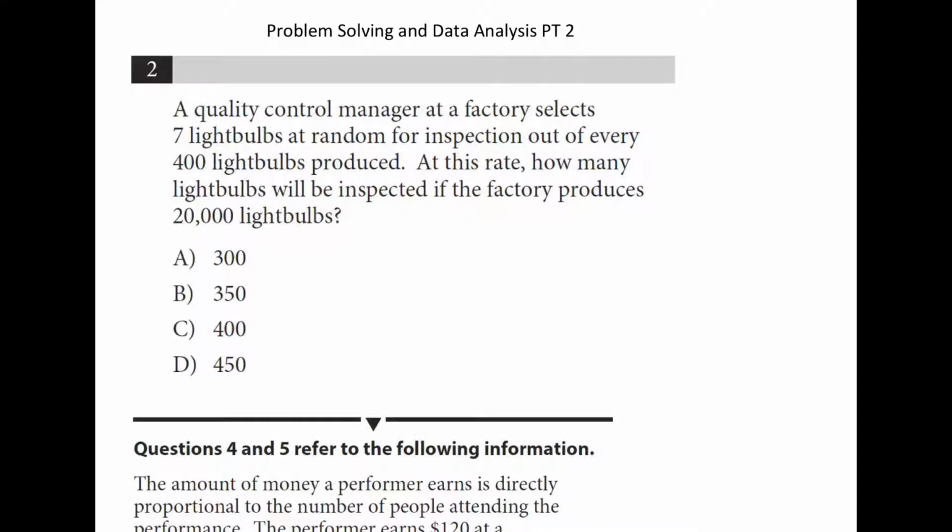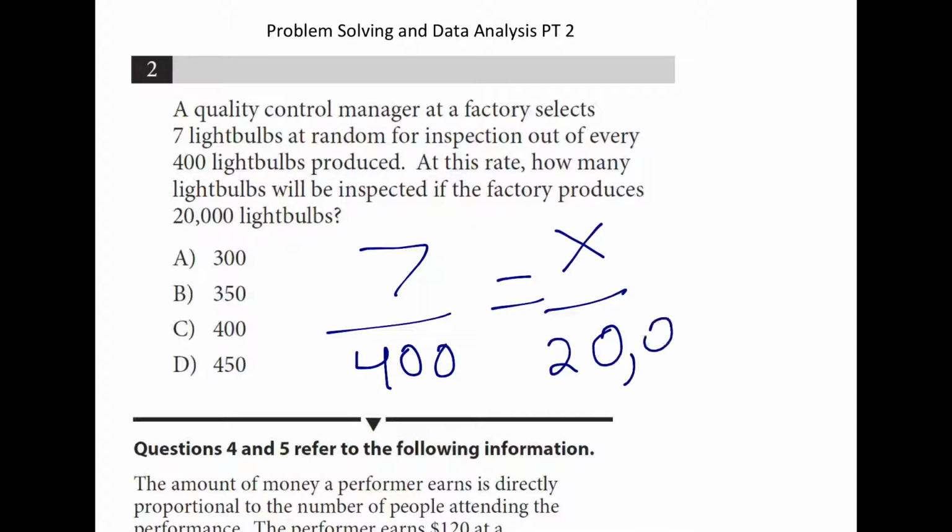Today we're going to look at problem solving and data analysis questions from practice test 2 of the math test, calculator. Number 2. A quality control manager at a factory selects 7 light bulbs at random for inspection out of every 400 light bulbs produced. At this rate, how many light bulbs will be inspected if the factory produces 20,000 light bulbs? So this is 7 for every 400 is equal to an unknown number for every 20,000.